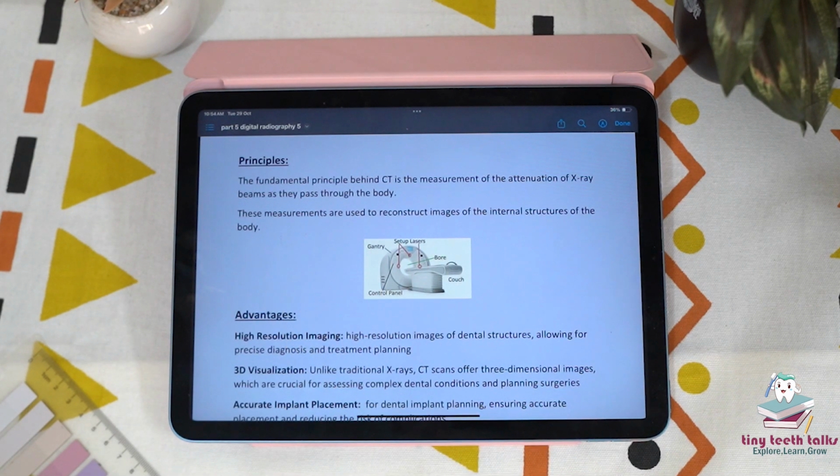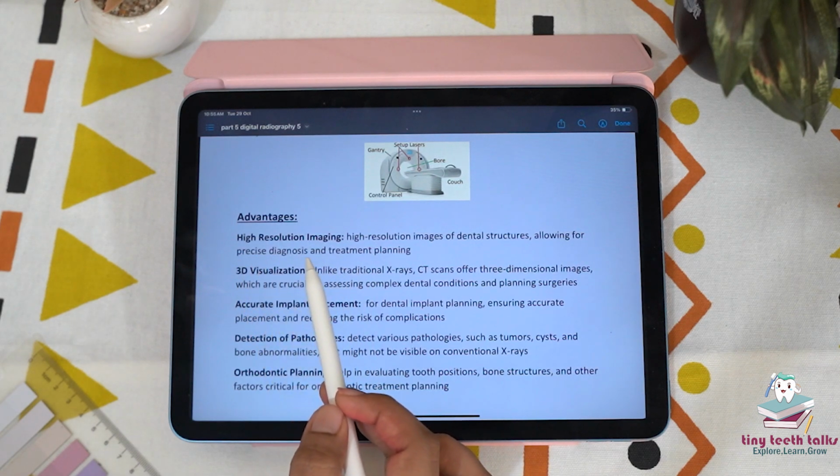So basically a CT scanner has an X-ray tube that emits a beam of X-rays and a detector on the opposite side. The X-ray tube rotates around the patient and the detector measures the intensity of the X-rays after they pass through the body. As the X-ray tube rotates, it captures multiple projections from different angles. These projections are recorded by the detector and sent to a computer, and the computer processes the data using mathematical algorithms to reconstruct cross-sectional images of the body, and these images can be stacked to create a 3D representation of the scanned area.